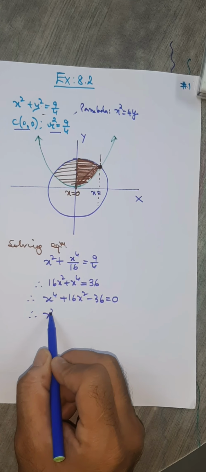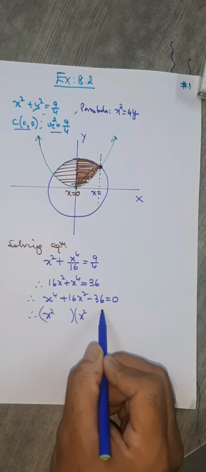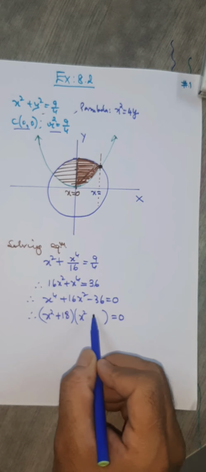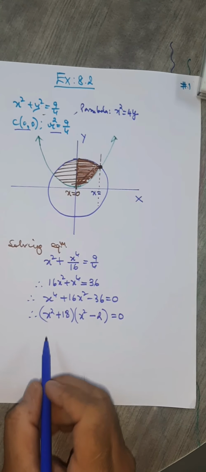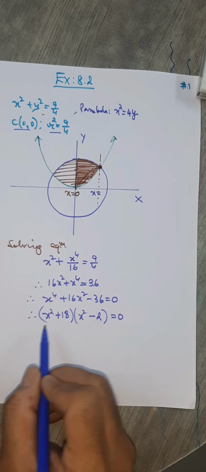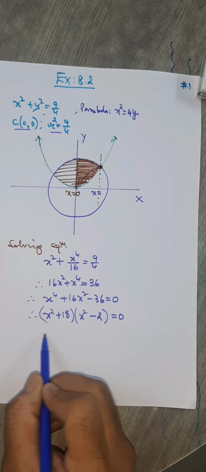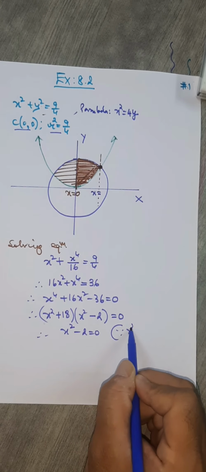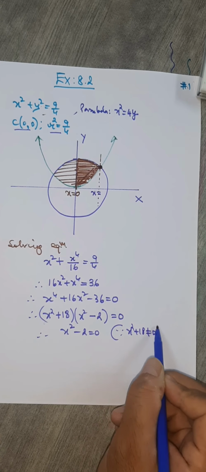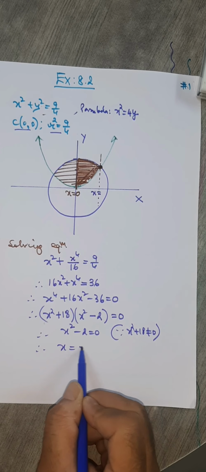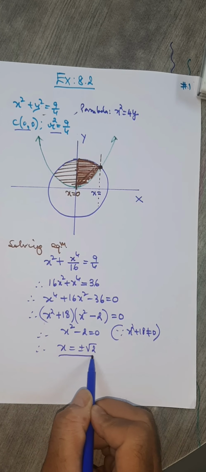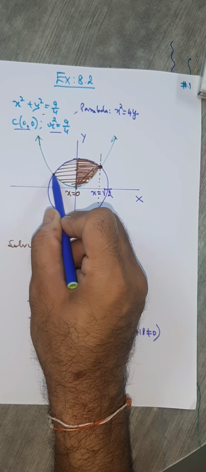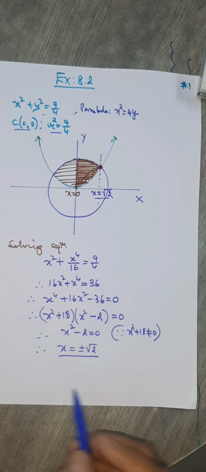So what are the factors? x square, x square. You need minus 36. So I'll write plus 18 minus 2. So I'll get the plus 16. These are the factors. x square plus 18 can never be 0, it's a complex number. That means x square minus 2 must be 0, remember. So either x equals plus or minus root 2. So therefore this has to be root 2. Actually this limit is minus root 2, but we are not interested in that.